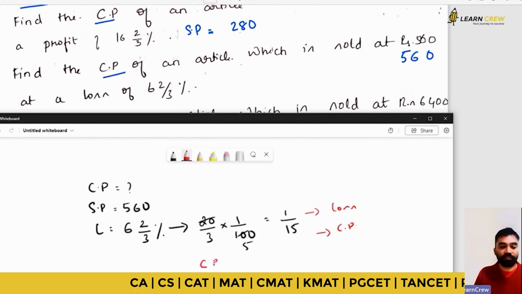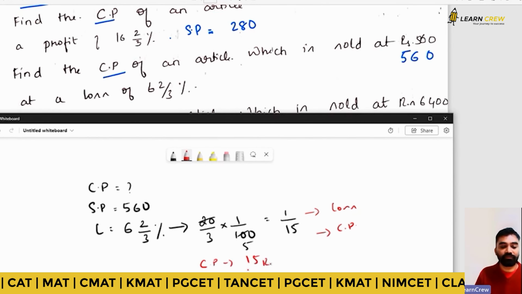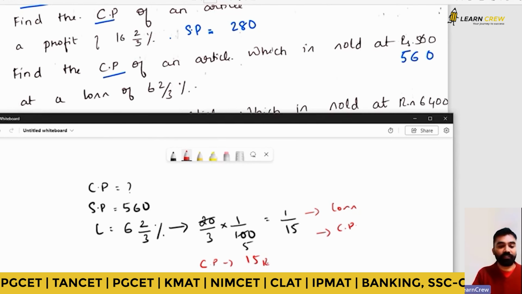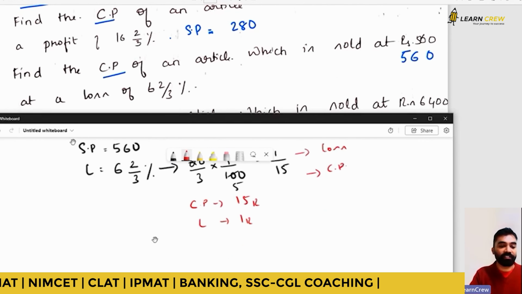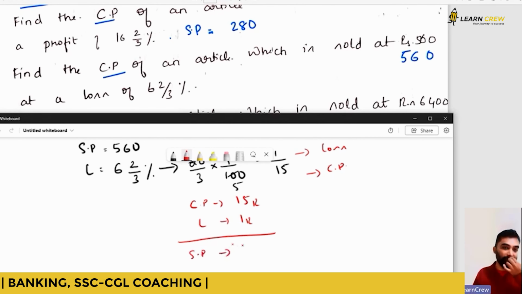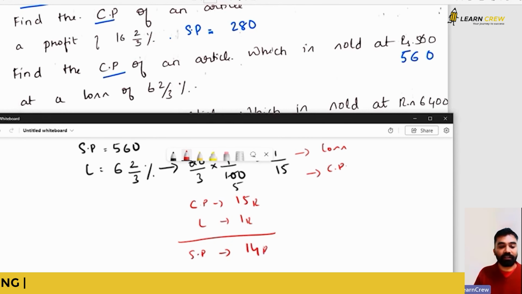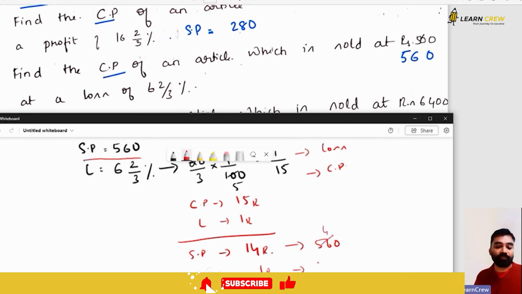So now, cost price is 15 ratio. Loss is 1 ratio. What is the selling price then? Selling price is cost price minus loss. That is nothing but 14R. Clear? Now they have given the value for selling price. So 14R equal to 560. So what does 1R equal to? 14 4s are 56, so 1R equal to 40.